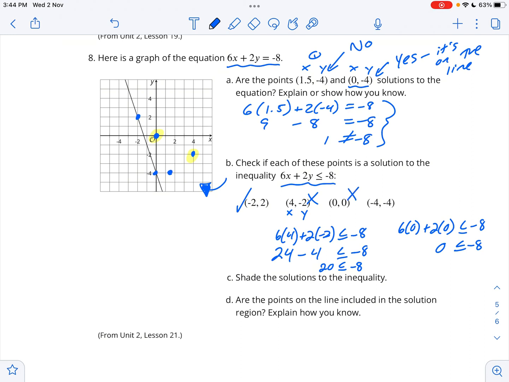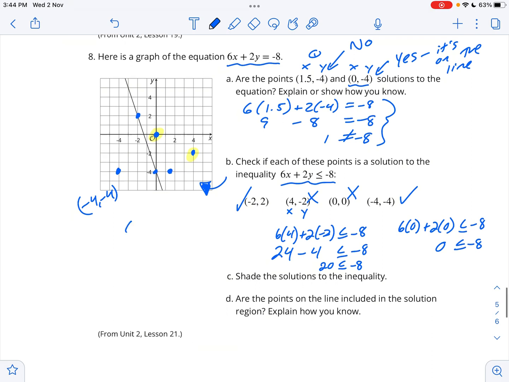Now, what about (-4, -4)? That's over here in the third quadrant. That should be a solution because it's on the opposite side of the boundary line. I already know that's going to work, but let's go through and show it algebraically. I have 6 times -4 plus 2 times -4. Is that less than or equal to -8? Well, -24 minus 8 is -32, which is definitely less than -8. So that is a solution.